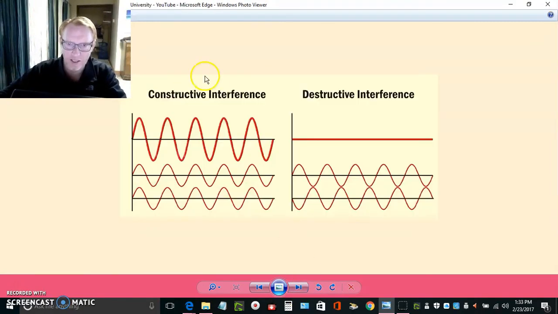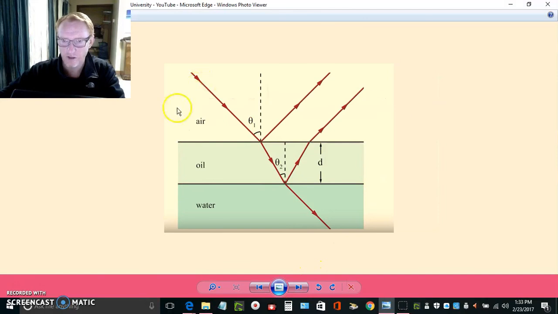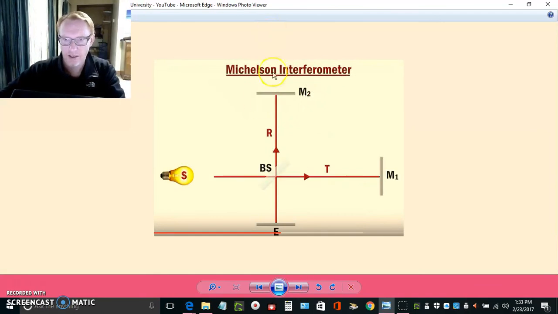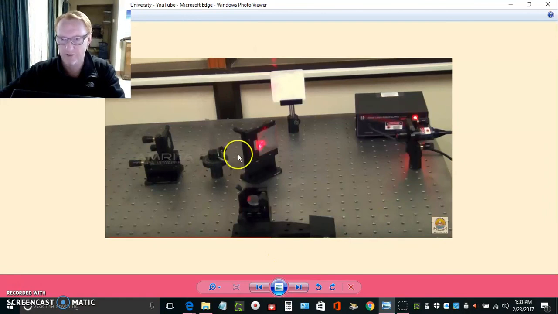And this is a constructive interference, going exactly with the other one, and then this one is a cancellation, destructive interference. Fringe shift, or result. Air, oil, water, and then you send it out, it splits, it comes back, and that's where you get your fringe shift. These are the new, the more advanced, up-to-date interferometers and so forth.